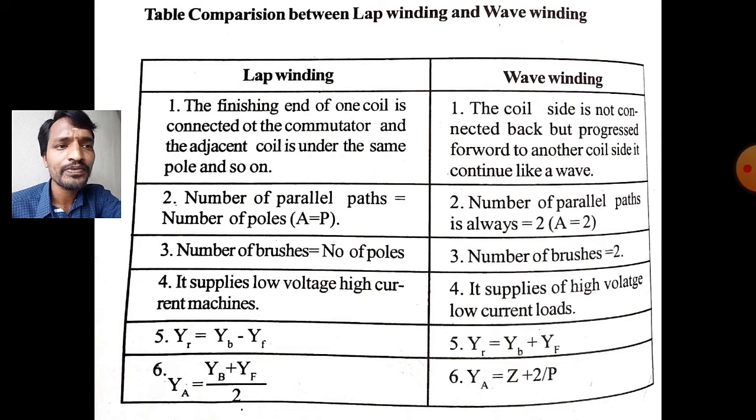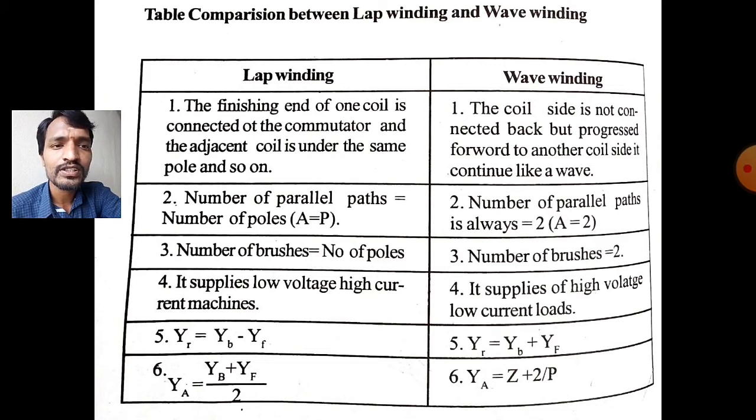Next, in lap winding the number of parallel paths is equal to the number of poles. If the generator has 4 poles, then the number of parallel paths will be 4. Lap winding parallel paths depend upon the number of poles of the generator. In wave winding, the number of parallel paths is always 2. It does not depend upon the number of poles. Poles are nothing but the north pole and south pole of the generator.